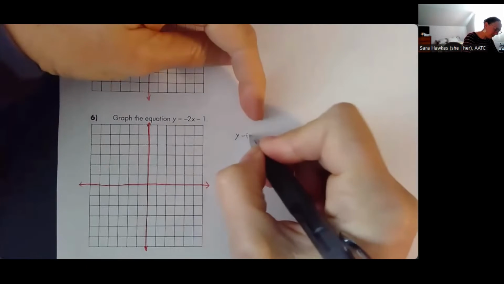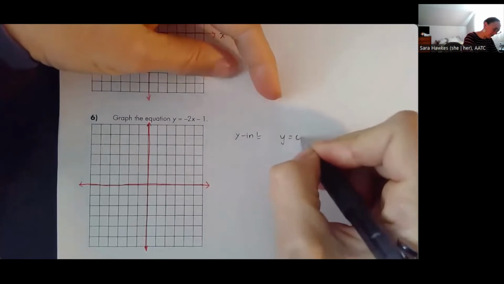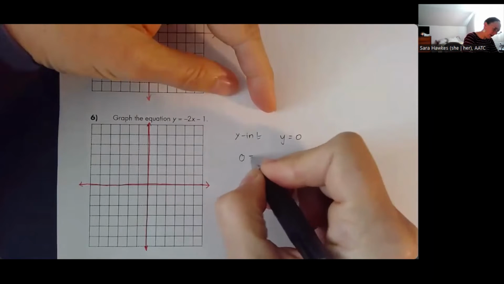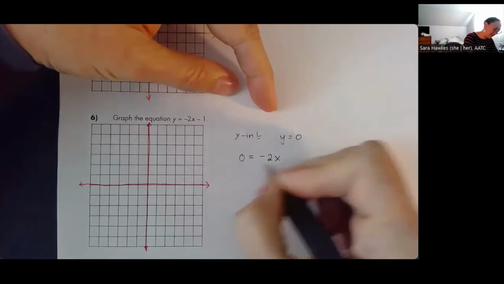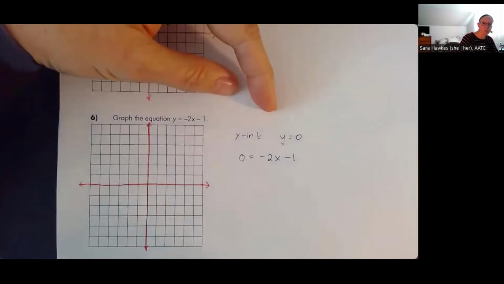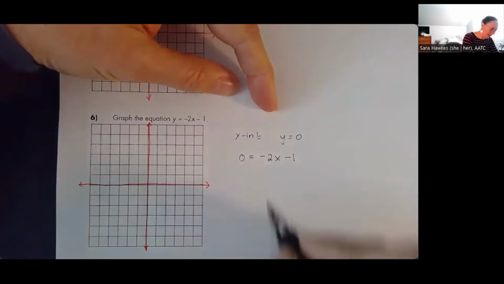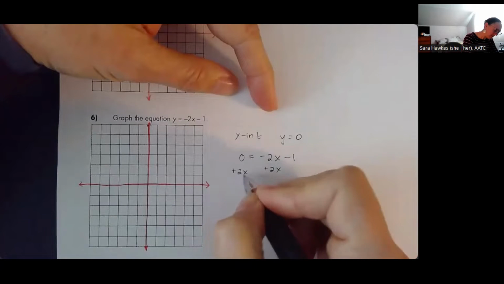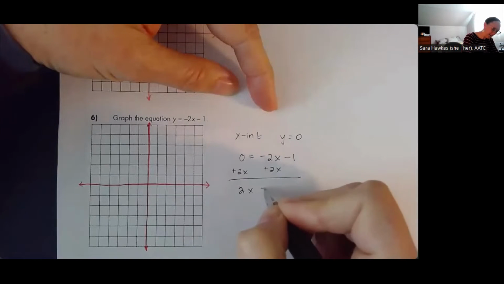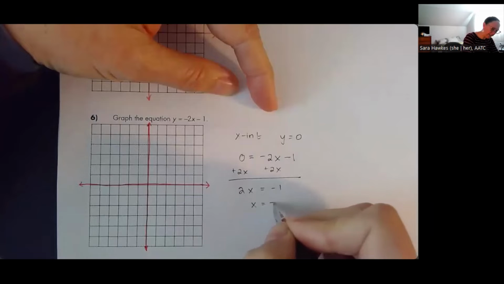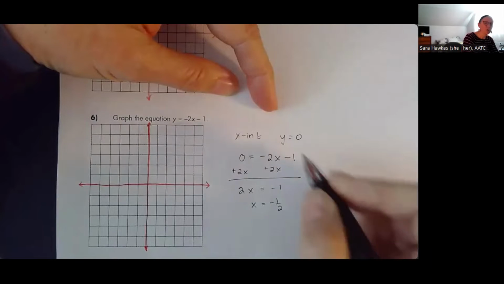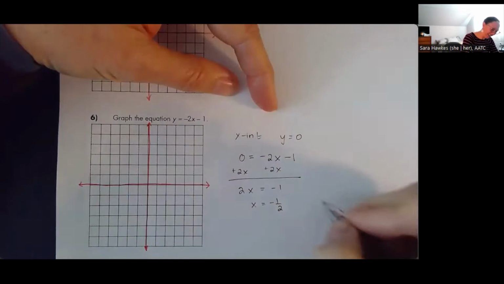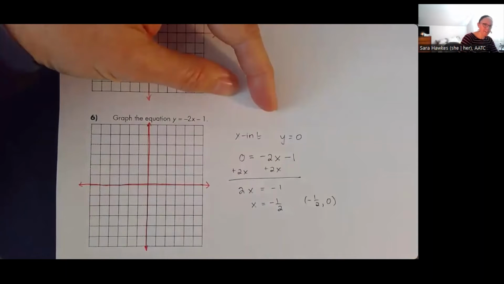So to find the x-intercept, we set y equal to 0. And if y is equal to 0, I've got 0 is equal to -2x minus 1. Or if I add the 2x to both sides, that would be 2x is equal to -1, or x is -1/2, which means the coordinate for that point is -1/2, 0.